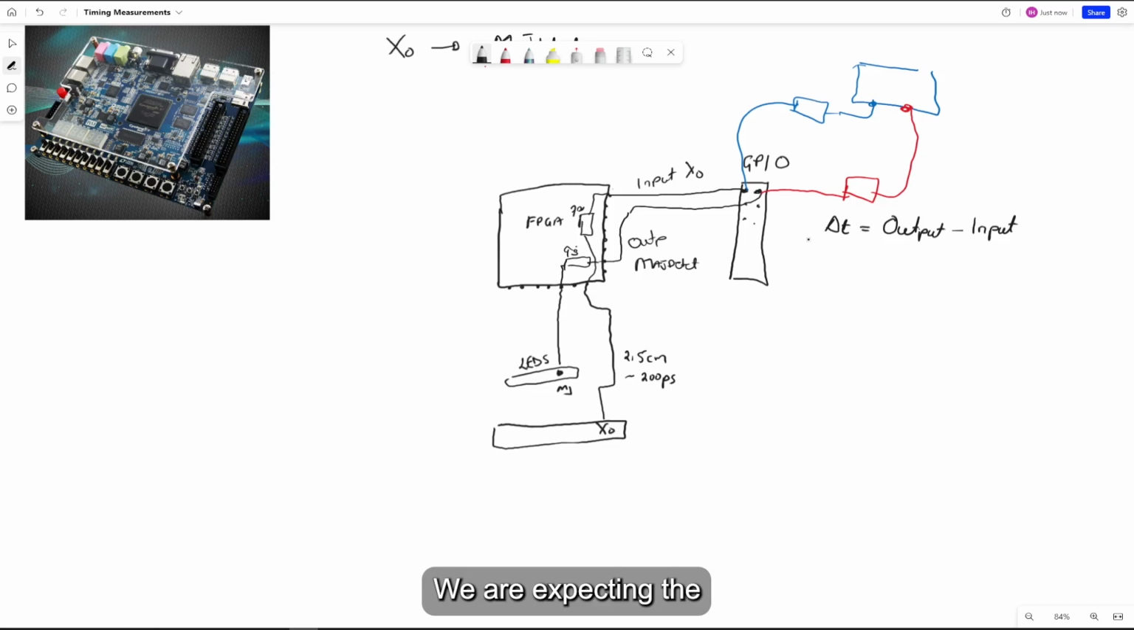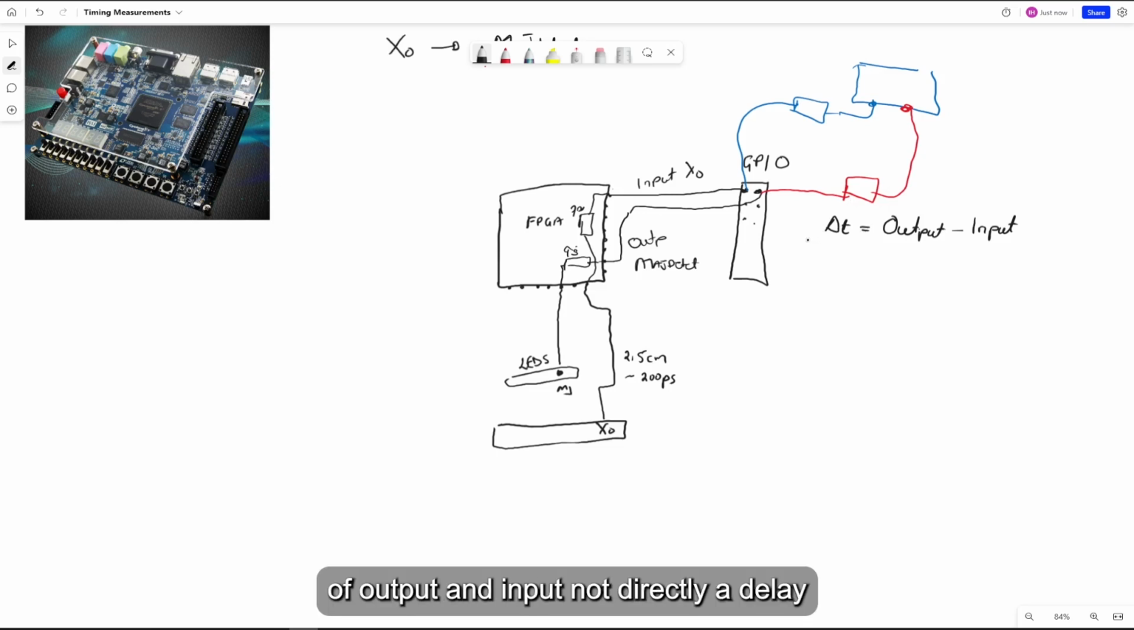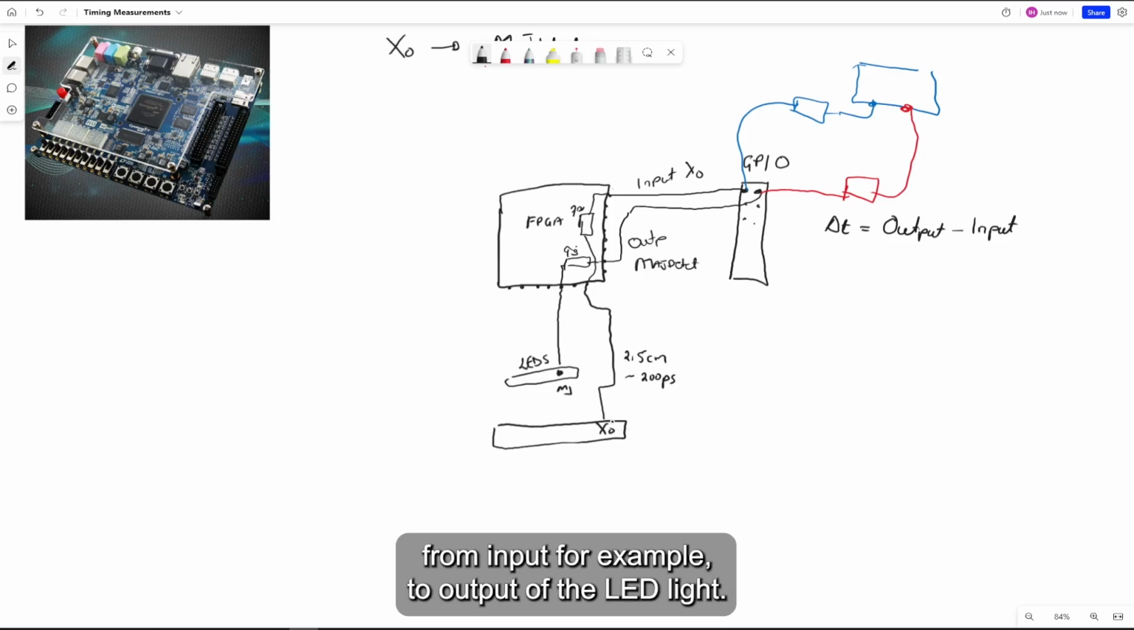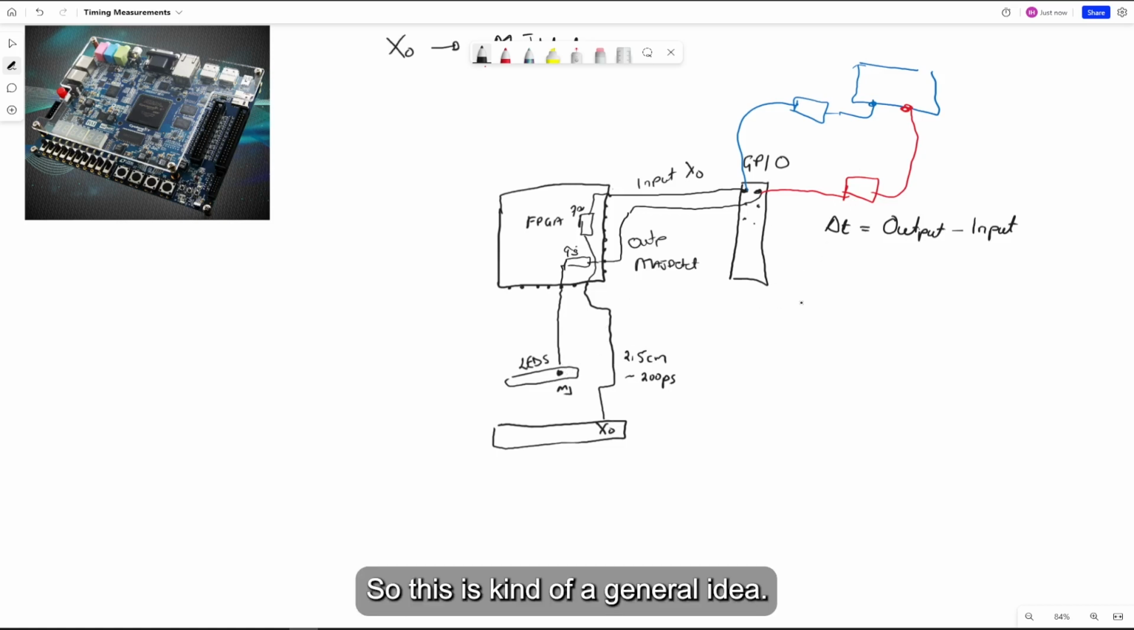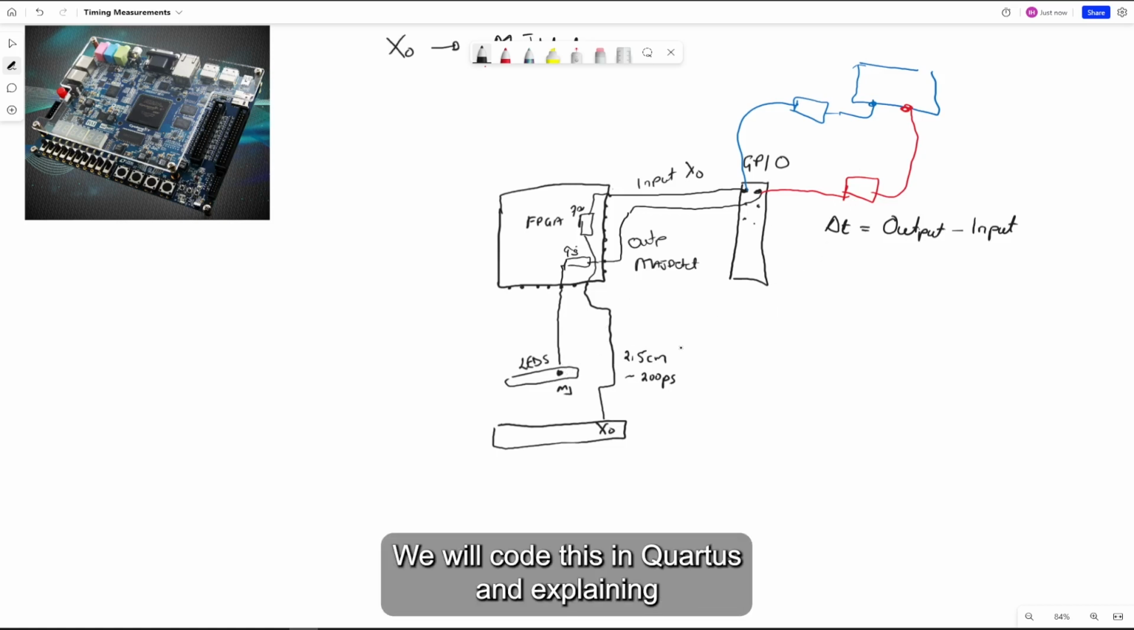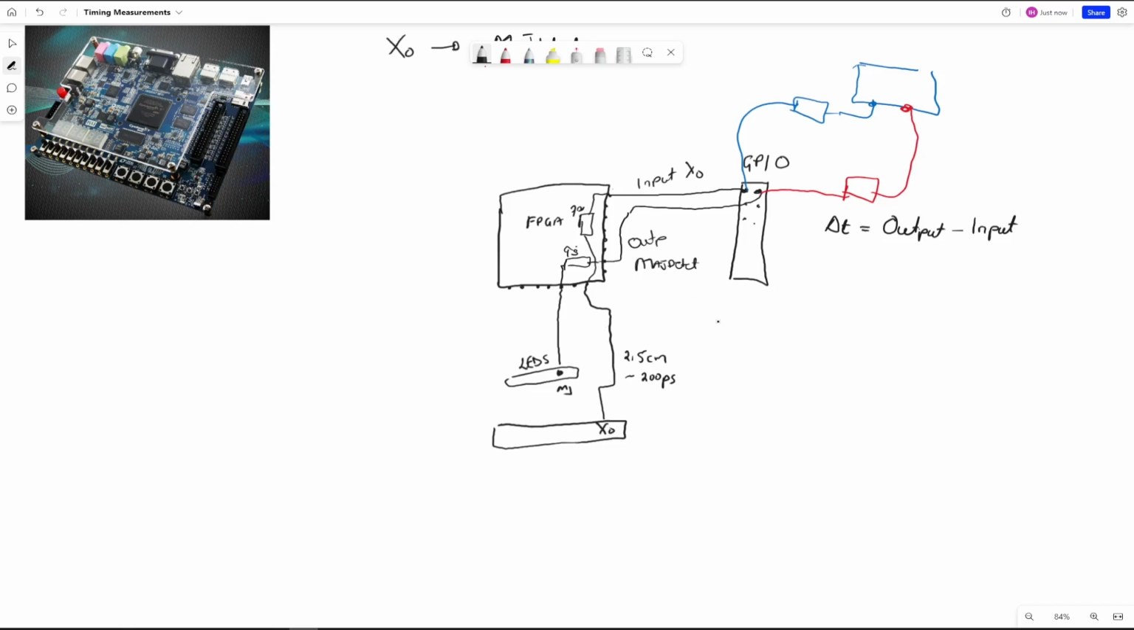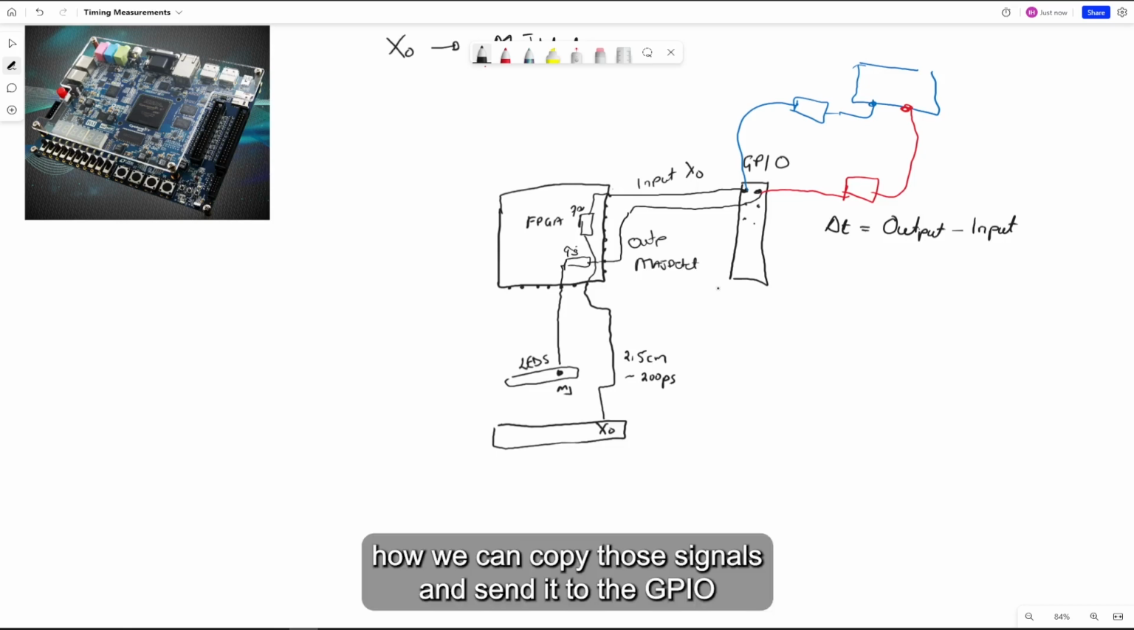We're expecting the difference of output and input, not the direct delay from input, for example, to output of the red light. So this is kind of the general idea. We will go to Quartus and start coding this and explaining how we can copy those signals and send them to the GPIO outputs.